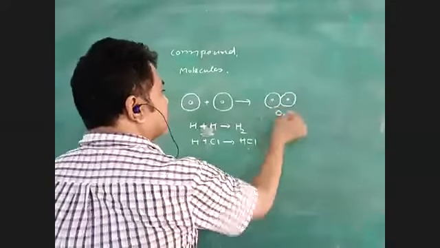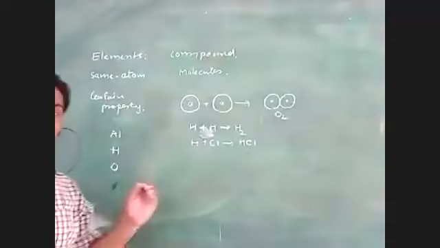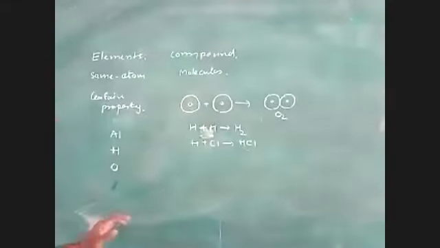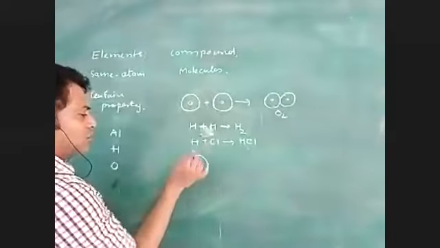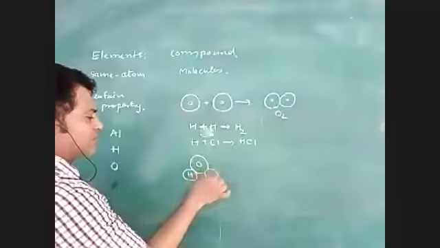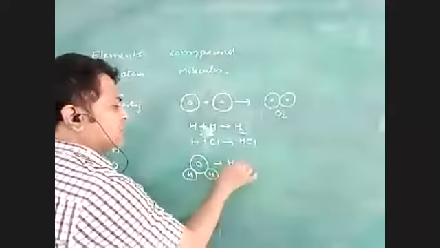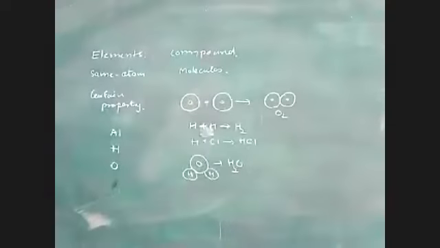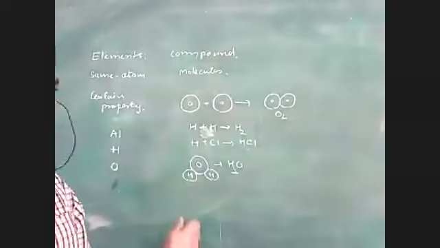Okay, this is O2. So O and O combine to give you O2. Not necessarily only two atoms combine to give a molecule. Sometimes you will have hydrogen and oxygen also. So oxygen is here attaching with two atoms of hydrogen in this pattern, so it becomes H2O. So not necessarily only two atoms. Here you can see more atoms are attaching with each other and they are producing the molecule.